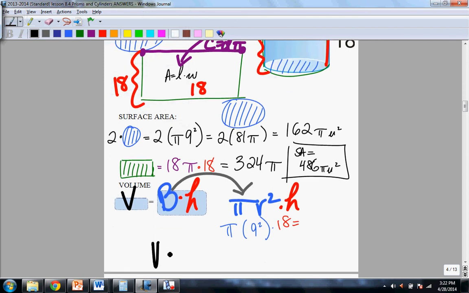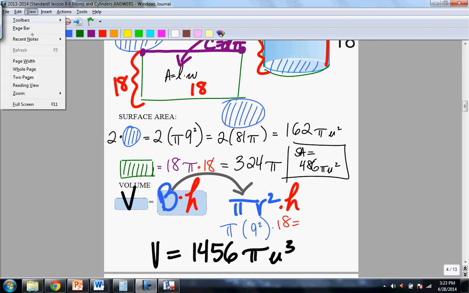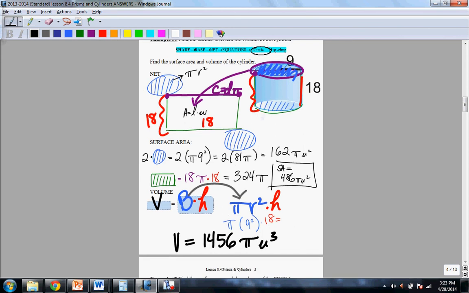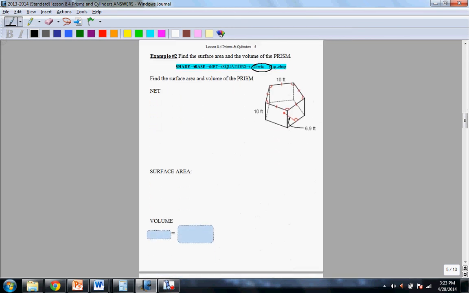And my volume, therefore, is 1456 pi units cubed. So that's surface area and volume of one cylinder. Let's do one more.